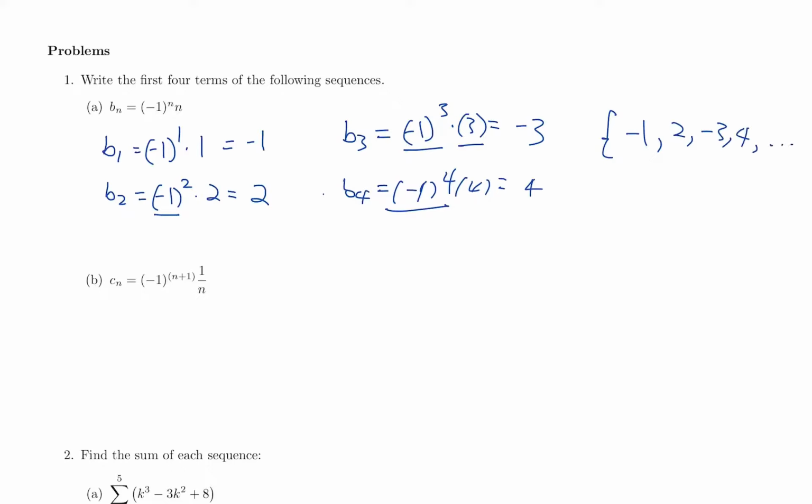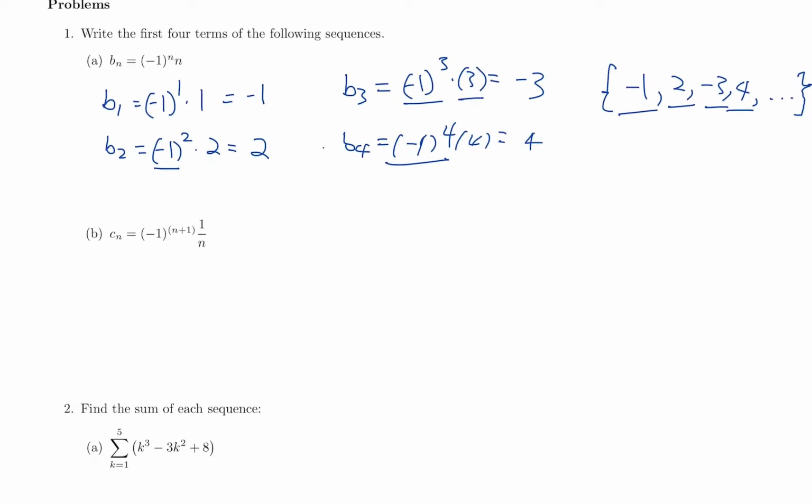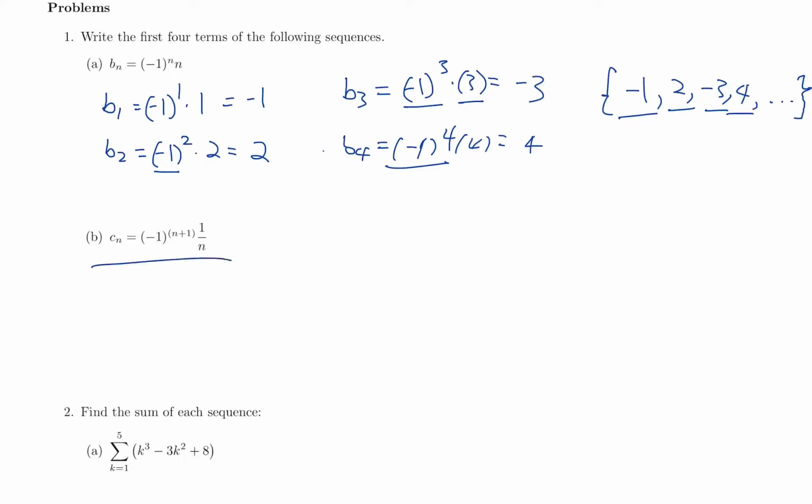Again, this will continue unless it says it's a finite sequence. And here, as you can see, the sign also changes, right? Negative, positive, negative, positive. And sometimes we call this kind of sequence an alternating sequence. So try B. Again, pause the video, try B on your own, and come back.